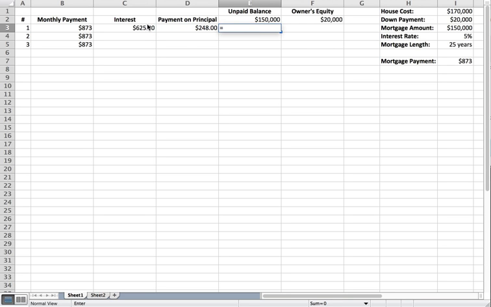To get the new unpaid balance, I take my old unpaid balance amount and I subtract my payment on principal, which means I owe the bank, after my first payment, a little bit less money. Not $873 less money, $248 less. And my equity goes up, again, by the $248. So I'm just going to automate that here.